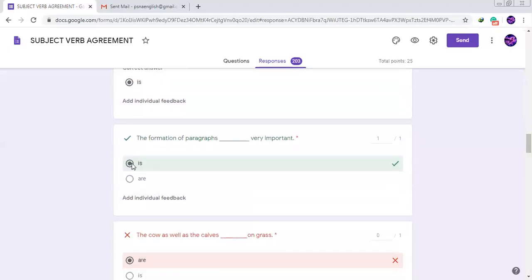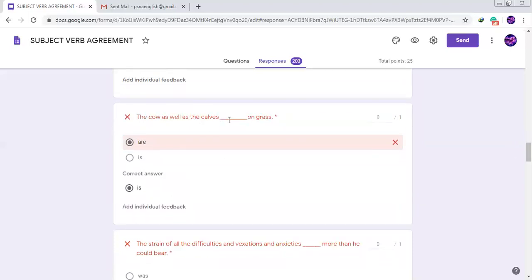Next, "the formation of the paragraphs". That's very important. Do you remember the preposition "of"? The preposition "of" is used. So here the subject is not the paragraphs. The subject is the formation, and formation is singular. So the answer is "is".